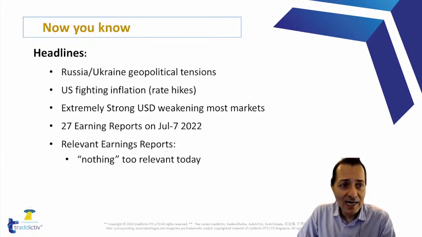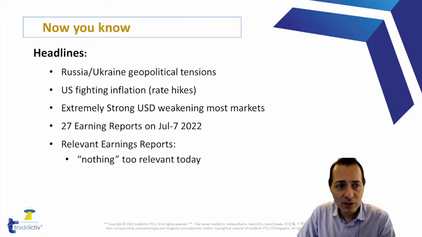Today, I added the word extremely strong in front of it. I mean, it brought the euro, for example, down to 101 something. So again, it's almost back to parity, which is something that we haven't seen for ages and ages, right? So what happens when the dollar becomes stronger?